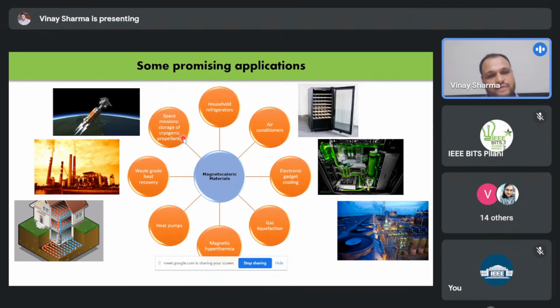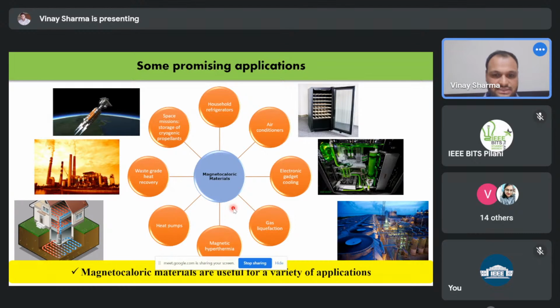Now, you might know that for cryogenic propellants, the required temperature will be less than liquid nitrogen, minus 50 degrees C, right? So for that temperature, as I told earlier also, these magnetocaloric materials will be designed based on the applications. So particular magnetic materials are designed for the cryogenic propellants also. So in this way, we can say that these magnetocaloric materials are used in a variety of promising applications.